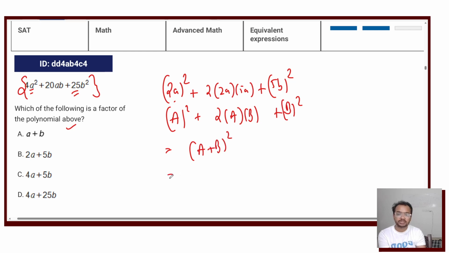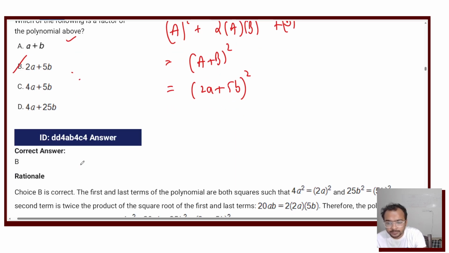So this is actually a perfect square where a is 2a and b is 5b. So this becomes 2a plus 5b whole square. It means one of the factors will be 2a plus 5b, and the other factor will also be the same thing. So 2a plus 5b will be our answer.